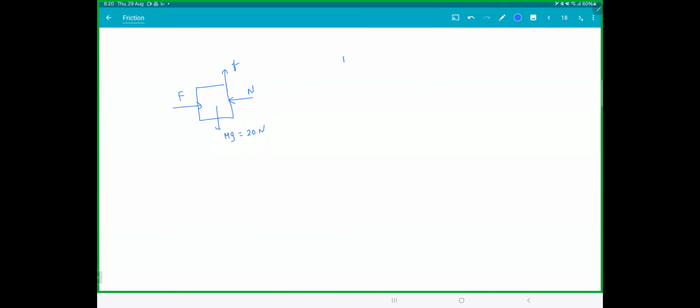Perfect. So what is normal reaction? F is 100, so N is 100. Maximum friction is mu s into N, that is the maximum, which is 40 newtons. But how much do we need? We need only 20 newtons to stop.